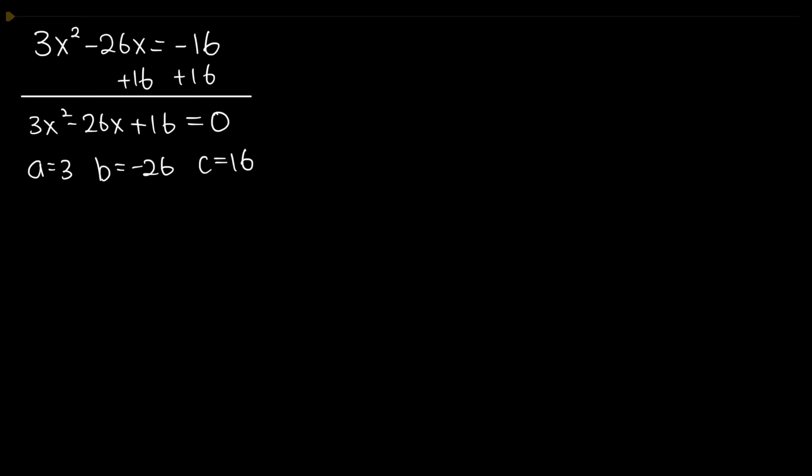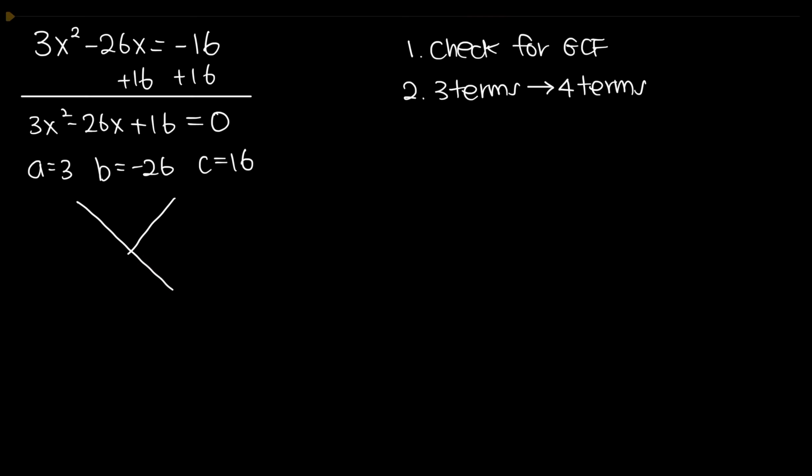Now, after having this, first step, check for GCF. Check if there's any GCF that you can pull out. Looking at 3, 26, and 16, we don't have anything, so we skip to the second step. The second step is to make the 3 terms into 4 terms. To do that, we're going to be using our X method. AC goes on top, B goes on the bottom.